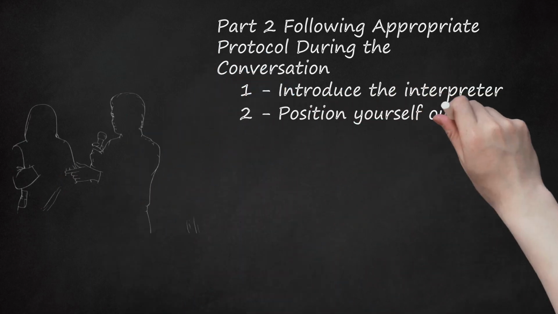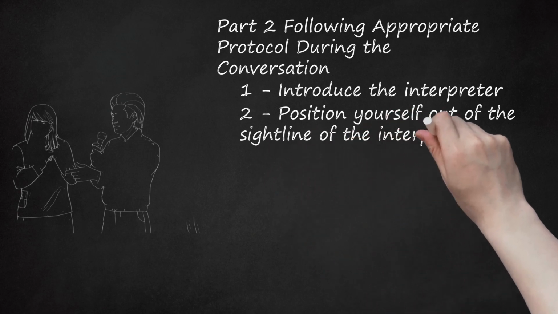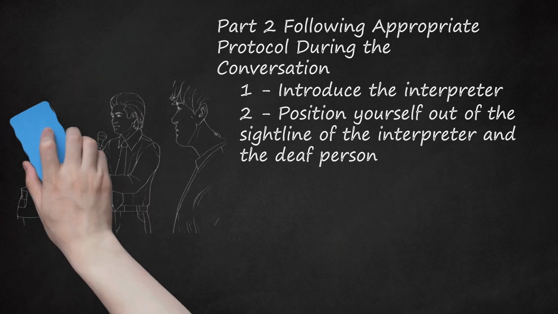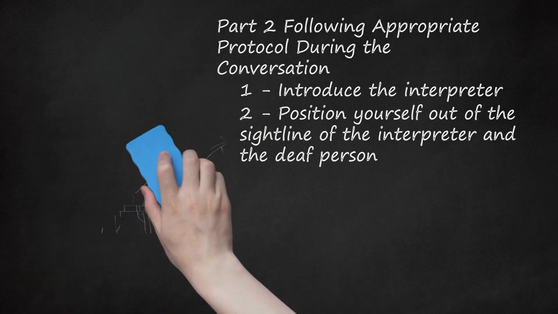2. Position yourself out of the sightline of the interpreter and the deaf person. Make sure you are standing in a spot where the interpreter can be seen by the deaf person. Do not stand between or in the sightline of the interpreter and the deaf person. You may ask the interpreter where they would like you to stand or have the interpreter stand to the side of you in their chosen spot. The deaf person may also prefer to sit in the front of the room, close to the interpreter, so she can see the interpreter clearly during the meeting.